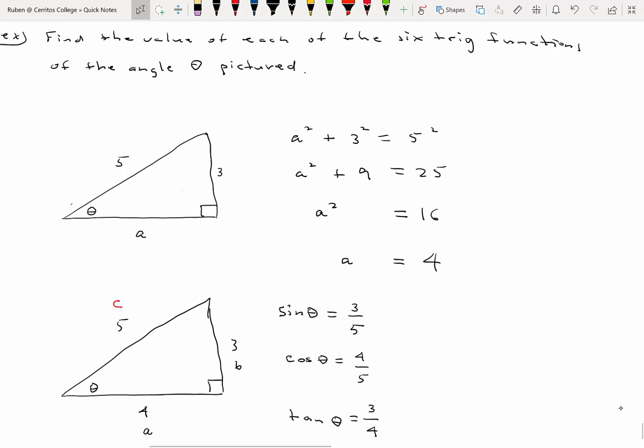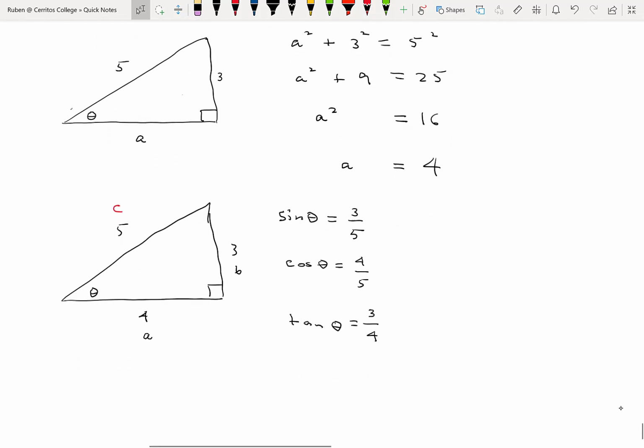So let's go down to our problem. We have sine theta, cosine theta, and tangent theta of theta. The next trig function is the cosecant of theta, abbreviated CSC of theta, and that's equal to 5/3.